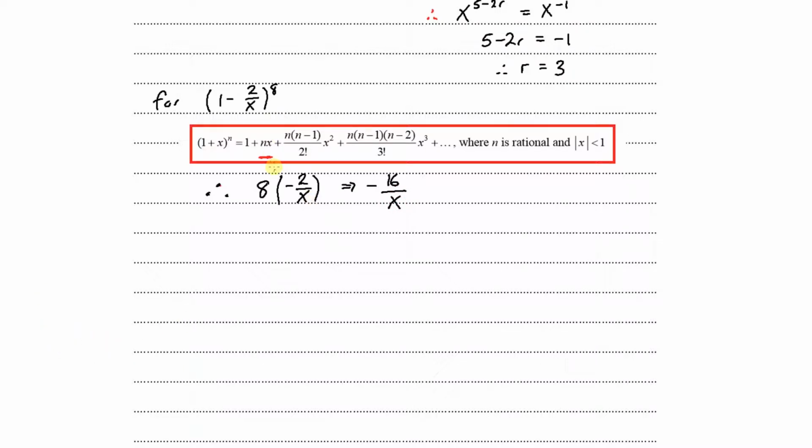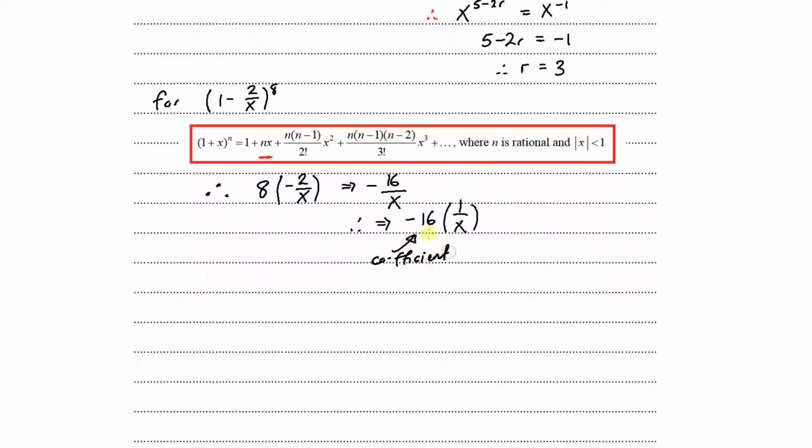So the term in 1 over x is the second term in the expansion of (1 minus 2/x)^8, and this happens to be minus 16 over x. So this can be expressed as minus 16 times 1 over x, and therefore the coefficient is simply minus 16.